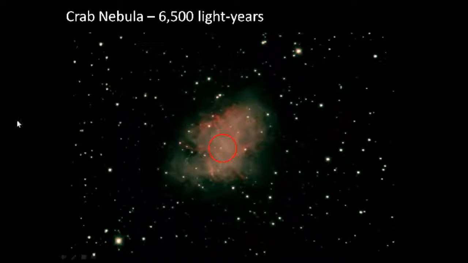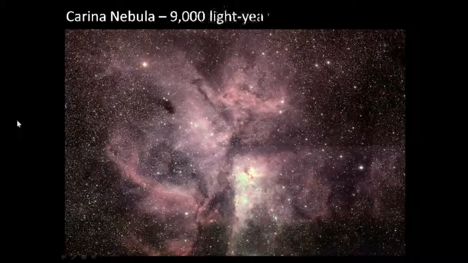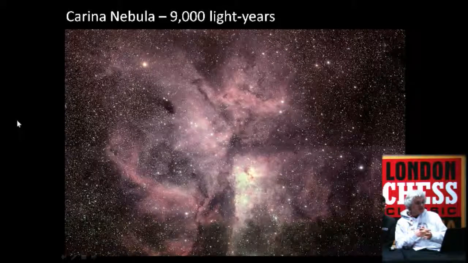Okay, from a supernova that has occurred, to one that hasn't yet occurred. This is the Carina Nebula. It's 9,000 light years away. It's a massive star-forming region.